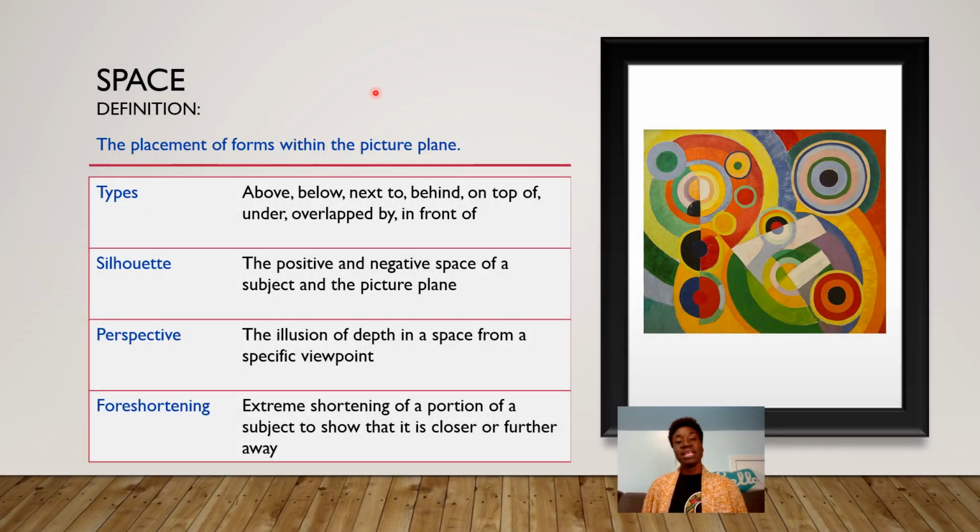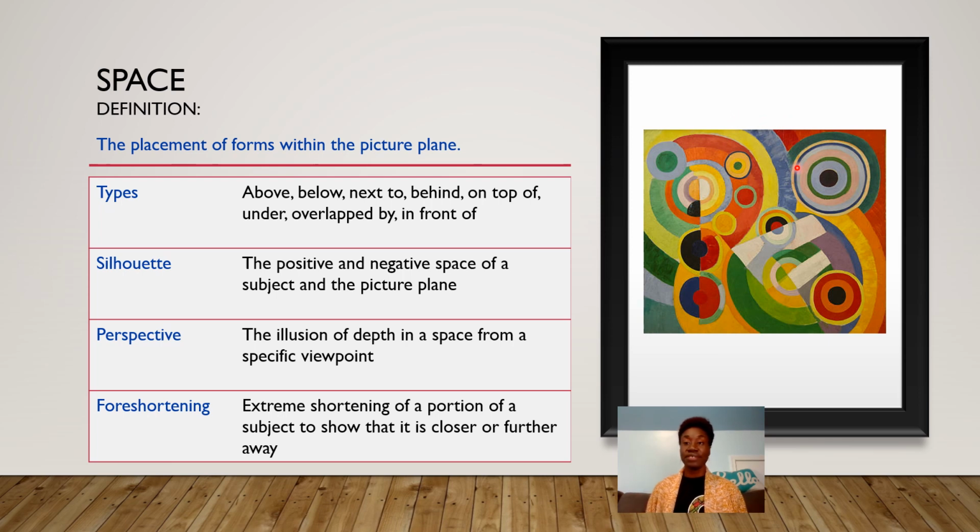The next element is space. Space is the placement of forms within the picture plane. The types of space are basically how you describe what one thing is in relationship to another. So you have above, below, next to, behind, on top of, underneath, overlapped, in front of, different kinds of prepositions basically.